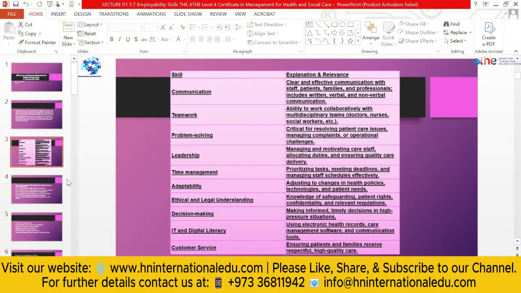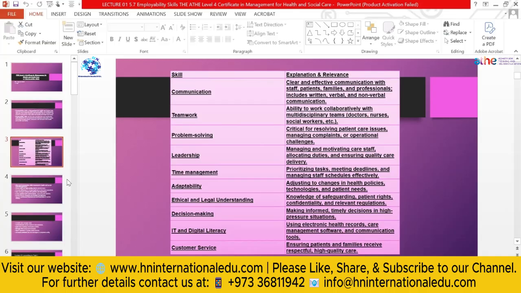Leadership: managing and motivating care staff, allocating duties, and ensuring quality care delivery. Really important. Whether it's a firm, a company, a hospital, a dental clinic, any sort of place where medical facilities are given specifically, you need to be quite good with the leadership qualities. You cannot always burden the people with a lot of work, and at the end, what happens? Most of the people even doze off during the operations.